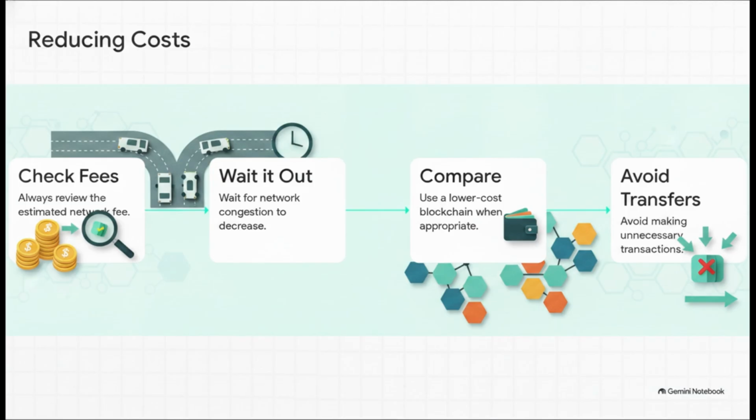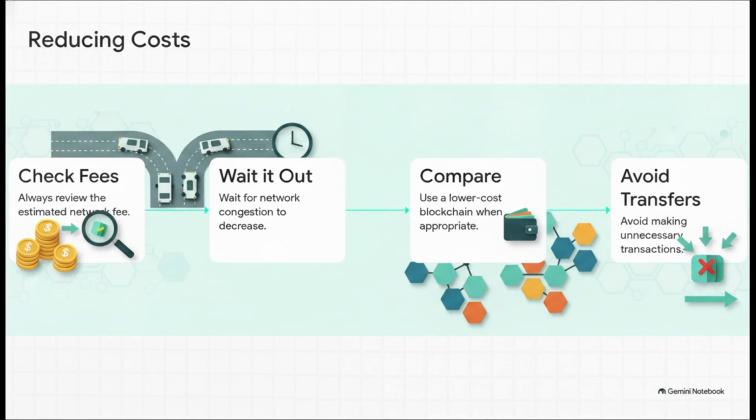Number 2, wait out network congestion. If fees are astronomically high, just wait. Traffic jams clear up, usually overnight or on weekends, and those fees will naturally drop. Number 3, compare networks. If a platform allows you to use a lower-cost blockchain, or maybe a Layer 2 network, take advantage of it. Just be absolutely sure the receiving wallet supports that exact network. And number 4, avoid unnecessary transfers. Try to consolidate your moves. Every single time you touch the blockchain, it costs money.